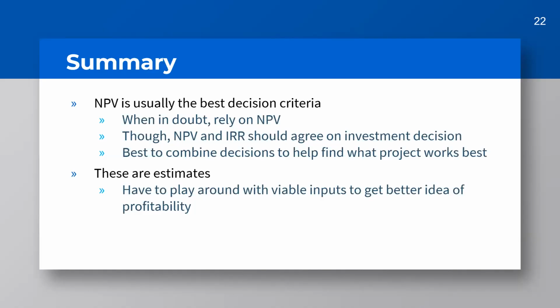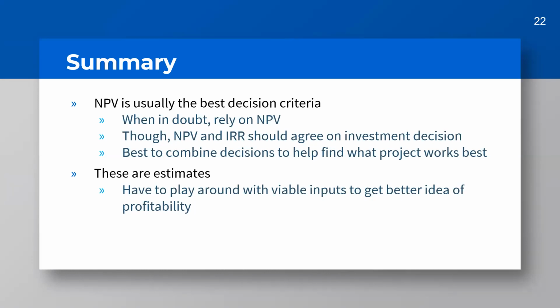All right, so NPV is the go-to capital budgeting tool. When in doubt, NPV is what you should be relying on. Typically speaking, though, the investment criteria should agree in their answers. Whether or not you should invest, you should get the same answer across all these other than the payback period. Importantly, these are estimates. And as we've already seen several times in this class, changing inputs a little bit, just a couple percentage points, can really give you different answers.